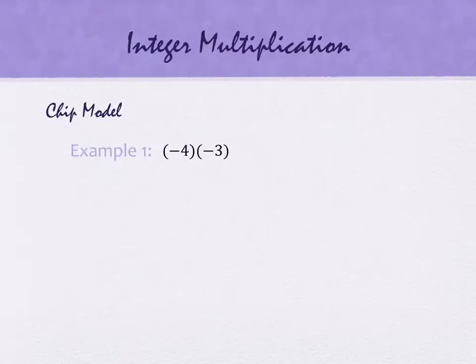All right, so I'm doing an example that has two negatives, because I think that we've very well covered what happens when you multiply positive numbers together, right? When you have a positive times a positive, we can put things in an array. You can make an area image, something like that. So we're going to see what happens with the chip model when we have two negative numbers.